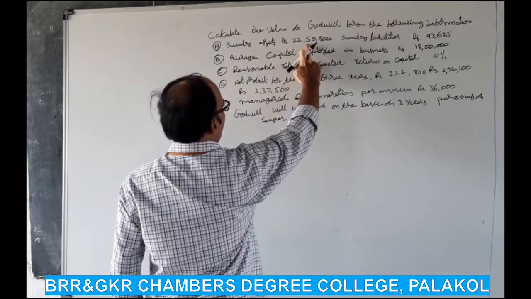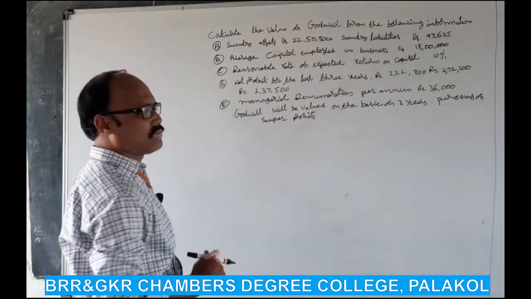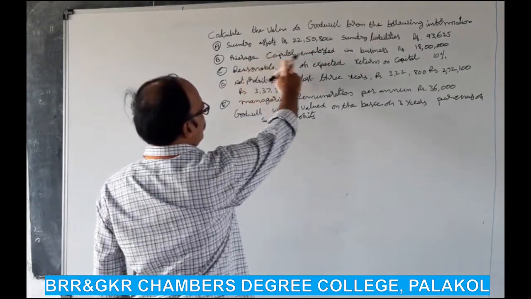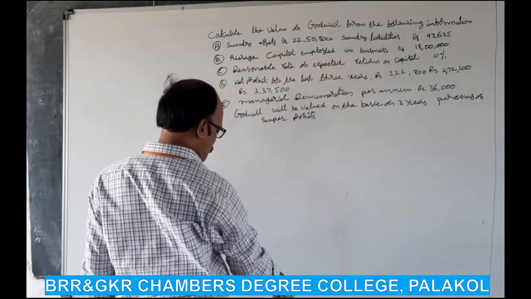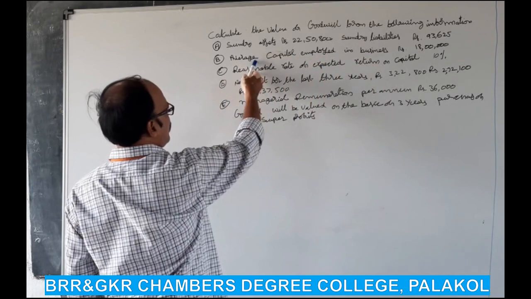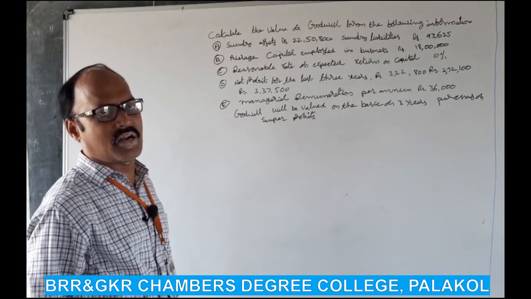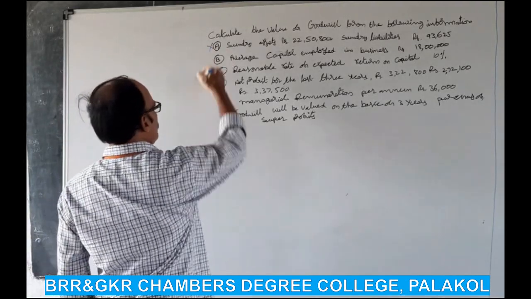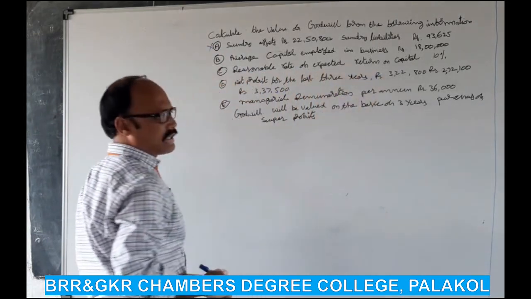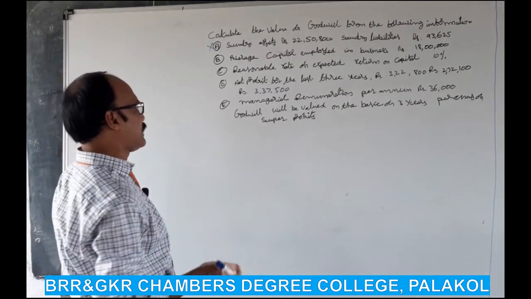Sundry assets 22,50,800. Sundry liabilities 93,625. Average capital employed in the business rupees 18 lakhs. So the average capital employed is available in the problem directly. So that's why the sundry assets and sundry liabilities information is not essential. Reasonable rate of expected return on capital 10%. That's why the normal rate of return is also available in the problem directly.